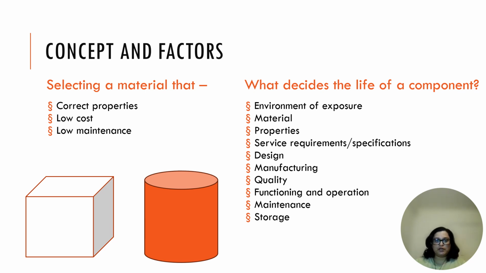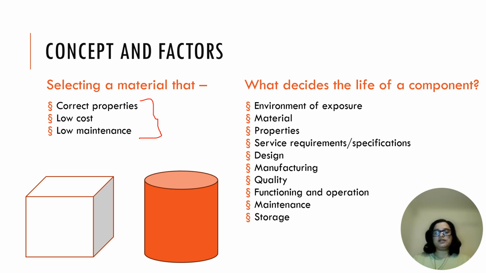Now, when selecting a material, you want the correct properties. You want them at a low cost because no company really wants to spend a lot of money if possible. And finally, low maintenance, which means that maybe you have got a cheaper material, but you end up spending so much money on the maintenance that it's practically of no use. You could have just gone for an expensive material. So these three factors are critical when you're selecting the material.